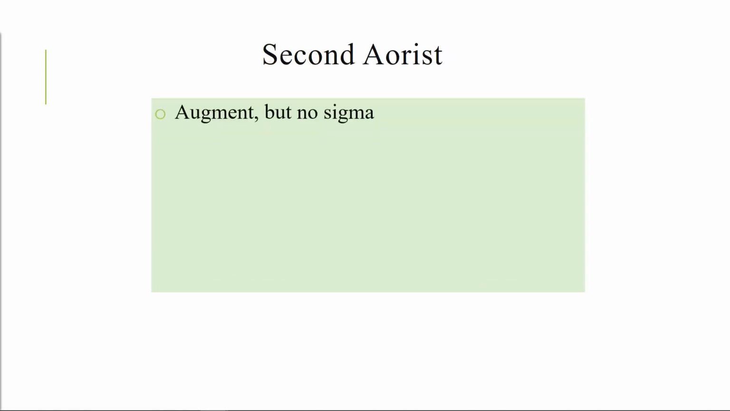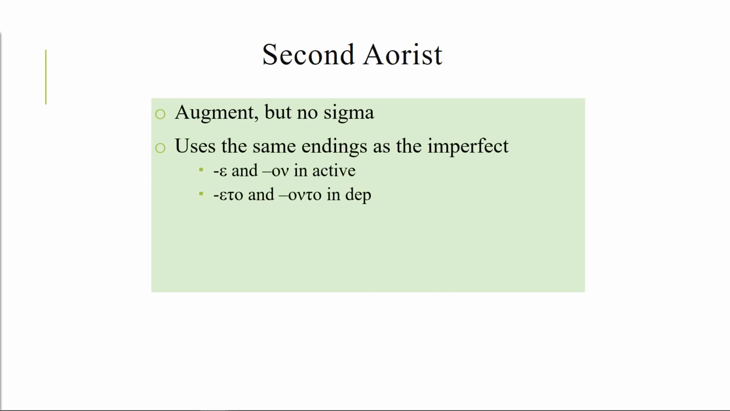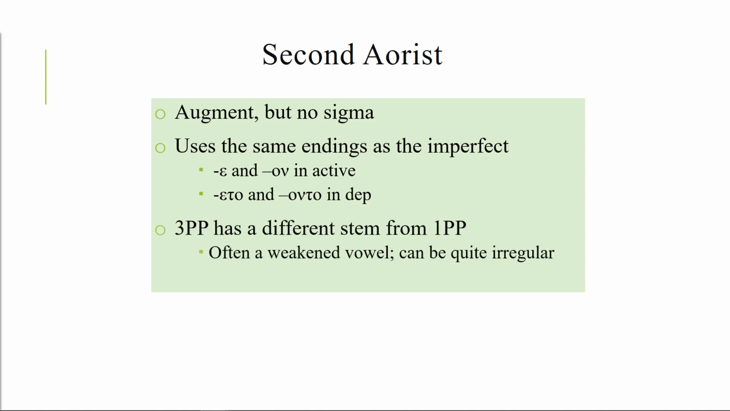Second aorist gets trickier. There is also an augment, as before, but there is no sigma in the second aorist. Instead, the stem changes. Second aorist also uses the exact same endings as the imperfect. So e and on in the active, eto and onto in the deponent. So the only way you can tell a second aorist from an imperfect is it has a different stem. Often what happens is the vowel weakens.